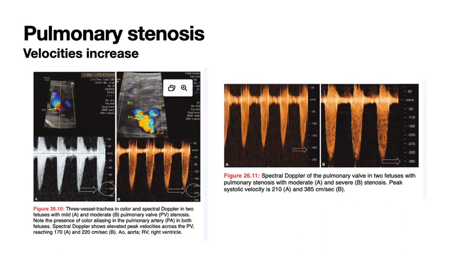Well, the velocities increase. Typically, they go over 100 centimeters per second. And very frequently, they get even higher than that, depending on the grade of obstruction. So when you've got moderate and severe, we're talking up in the 200 plus range.